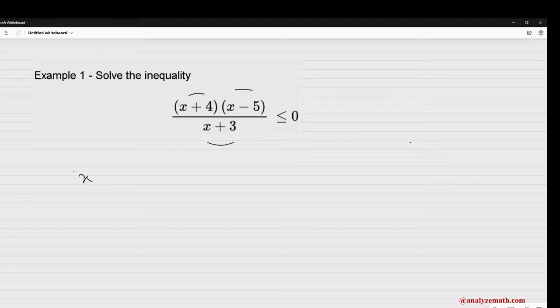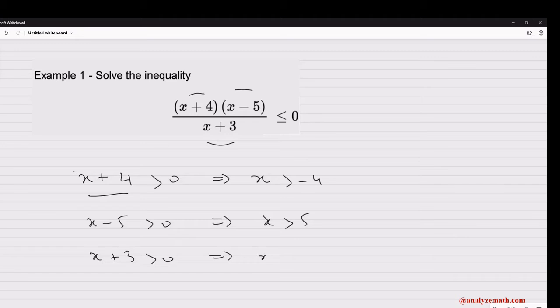Okay, let's start with x plus 4. X plus 4 is positive, if I solve this inequality, when x is bigger than minus 4. X minus 5 is positive, I solve this linear inequality, when x is bigger than 5. And the last one, x plus 3, is positive when x is bigger than minus 3.